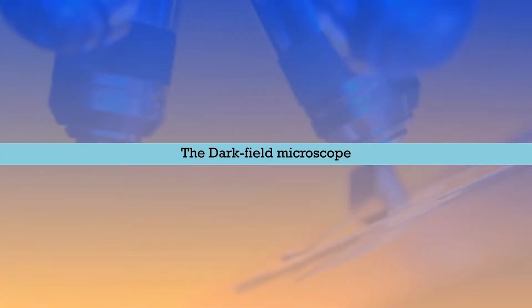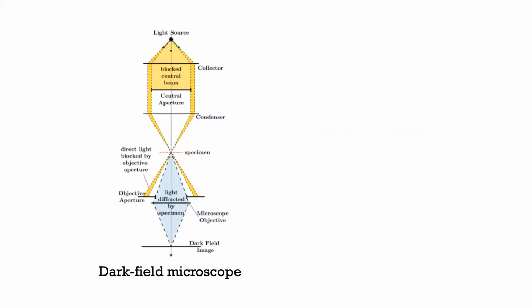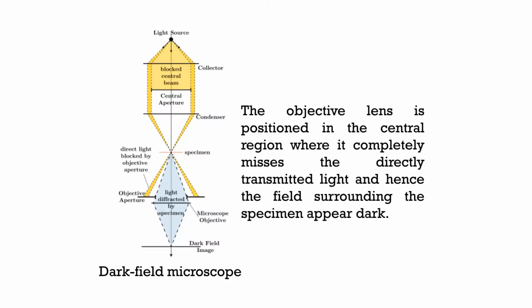Now we'll see the dark field microscope. In the dark field microscope, an opaque disc is placed underneath the condenser lens so that only light that is scattered by the objects on the slide can reach the eye. The objective lens is positioned in the central region where it completely misses the directly transmitted light, and hence the fields surrounding the specimen appear dark.